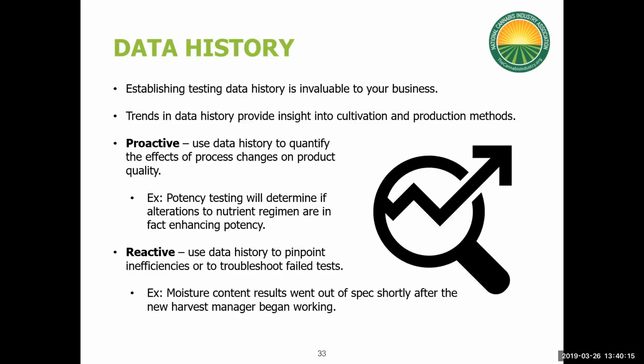The other example would be reactive use. So you can use data history to pinpoint inefficiencies or to troubleshoot failed test results. For example, if your moisture content results for cannabis flower went out of spec shortly after you hired a new harvest manager to begin work, it would be within your best interests to investigate that harvest manager's drying and curing process to figure out why these moisture content results are now failing.